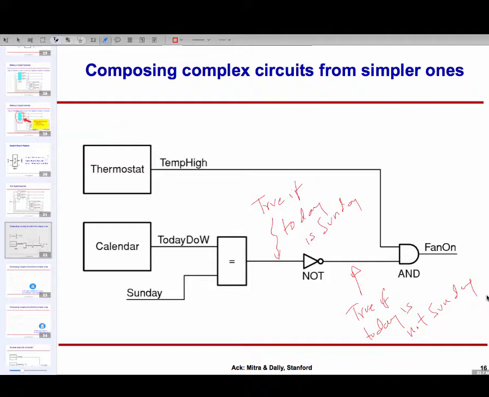So this is high only if today is not Sunday. So the fan is enabled only if today is not Sunday. So that's kind of the idea.